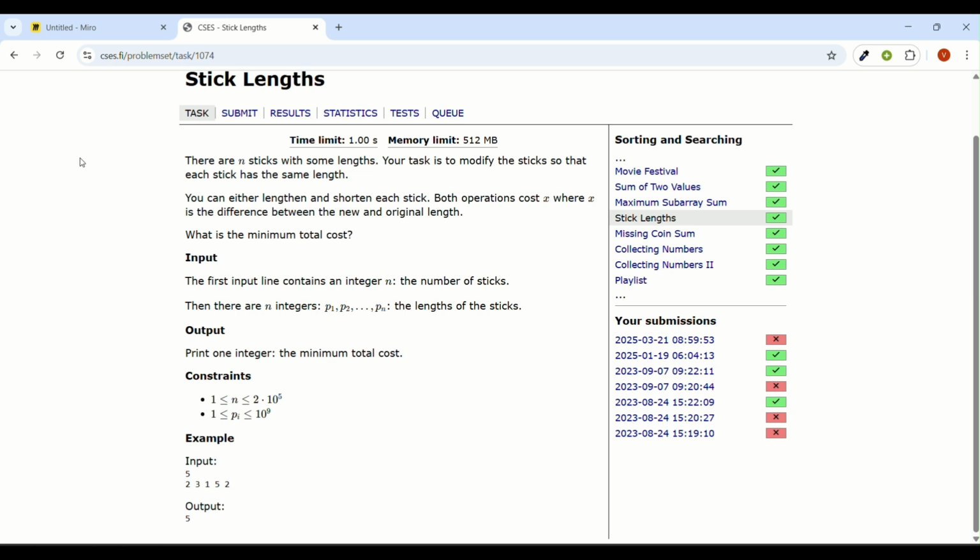In input, the first input line contains an integer n, the number of sticks. Then there are n integers p1, p2, ..., pn, the lengths of the sticks. In output, we have to print a single integer, the minimum total cost.